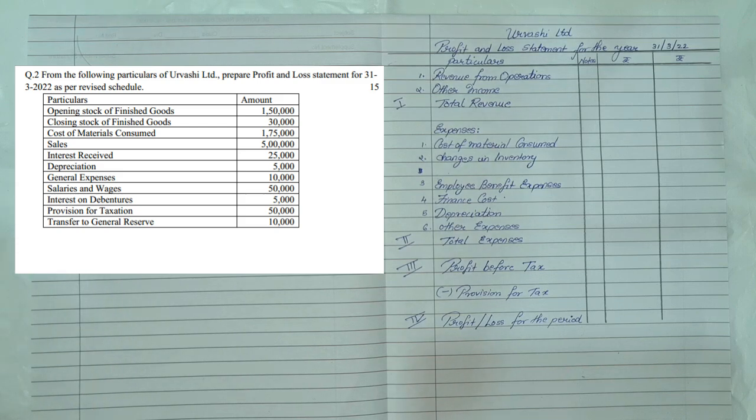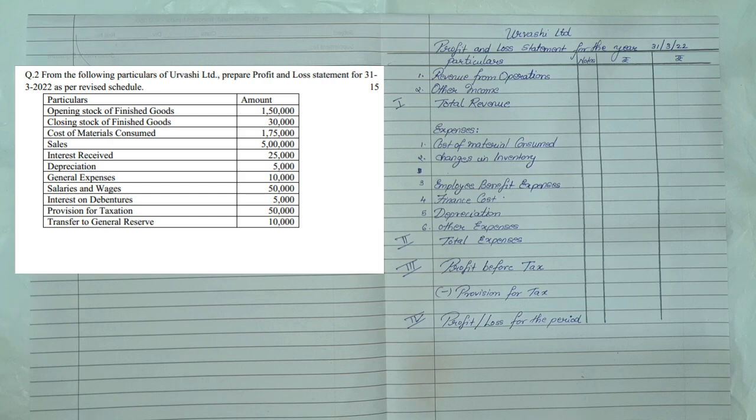Okay, we'll read the very first question. From the following particulars of Urvashi Limited, prepare the profit and loss statement for 31st March 2022 as per the revised schedule. After that, they are giving you opening stock of finished goods, closing stock of finished goods, cost of material consumed, sales, interest received, depreciation, general expenses, salary and wages, interest on debenture, provision for tax and transfer to general reserve. So these are the things given and they are asking us to prepare the profit and loss statement.